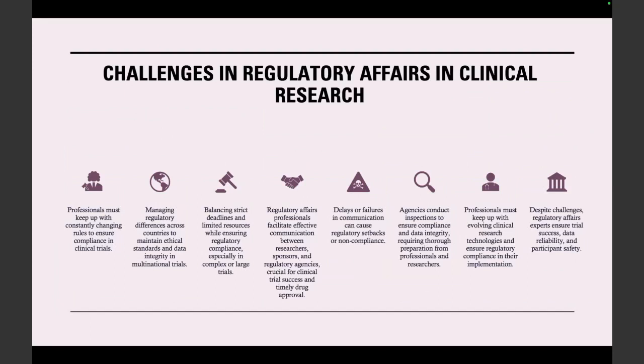For example, if you are submitting any protocol to CDSCO, they have a very strict timeline, so you have to submit your protocol according to their timelines. There is also a need for cross-functional collaboration, managing audits and inspections, and staying updated with all the guidelines like WHO, CDSCO, and FDA guidance. Regulatory professionals must be detail-oriented, ethical, and flexible. A single mistake can delay product approval or cause compliance violations.